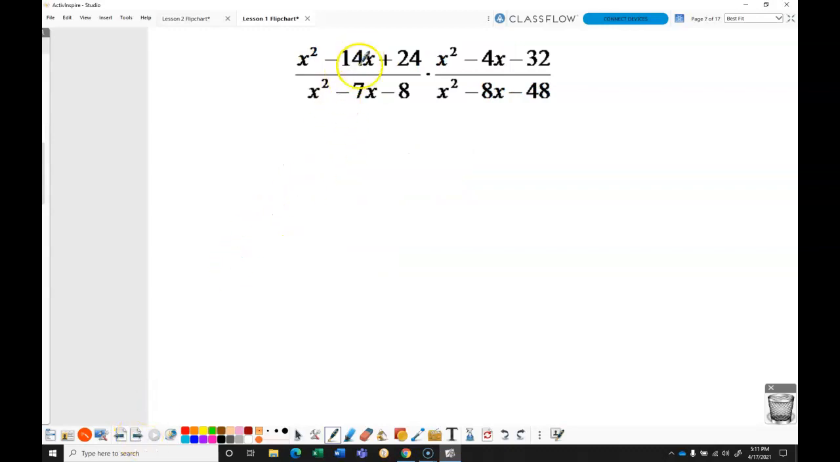This time I'm going to have to factor all 4 trinomials. See what you can do with it. Pause it here. And then I'll put up the solutions.